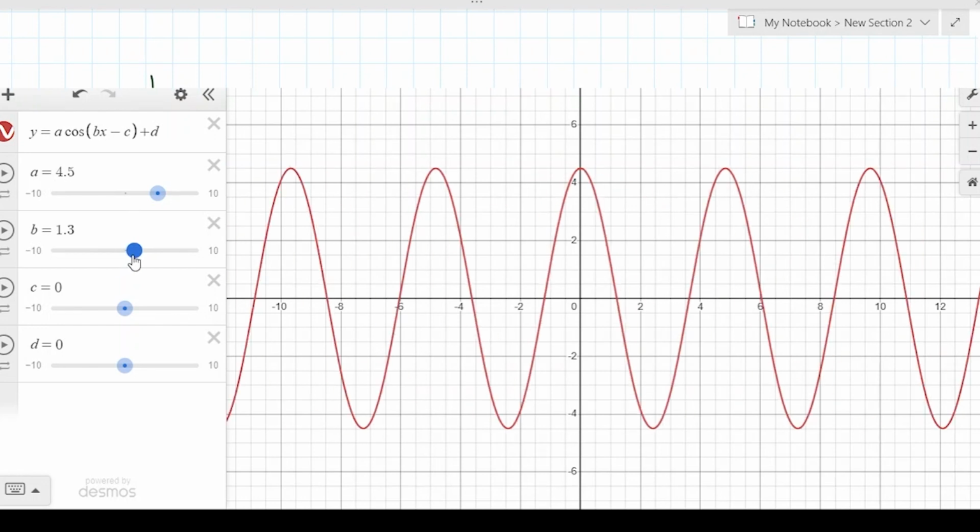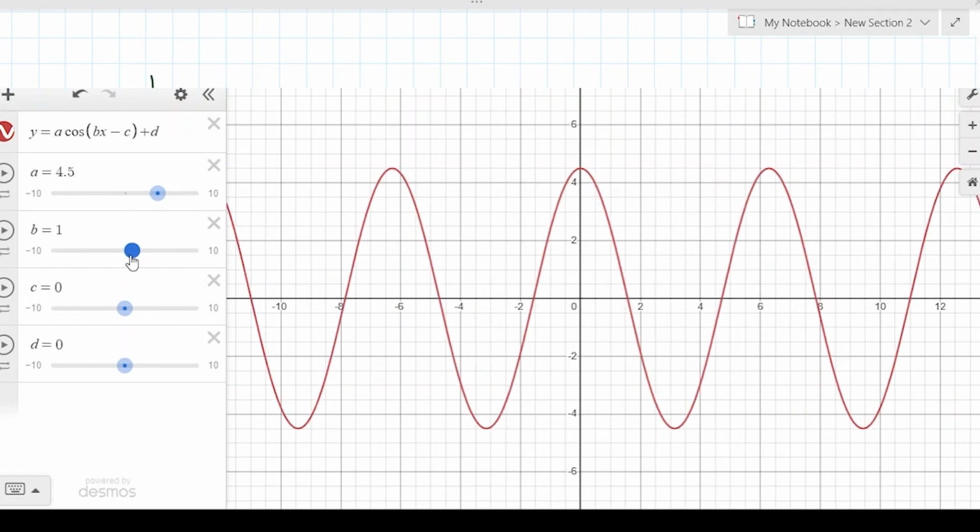Okay, now if I change the value of B, look, this peak and this peak, their difference is 6.28. That means 2 pi. This graph is in terms of radians. So this is 2 pi radians, that is one cycle, and one complete oscillation or one complete cycle of the graph is here in 6.2 radians.